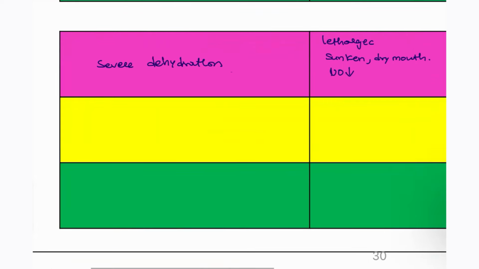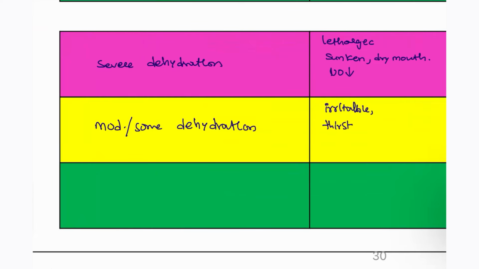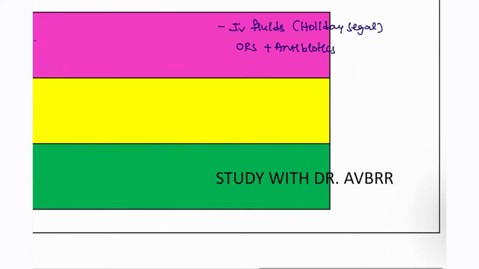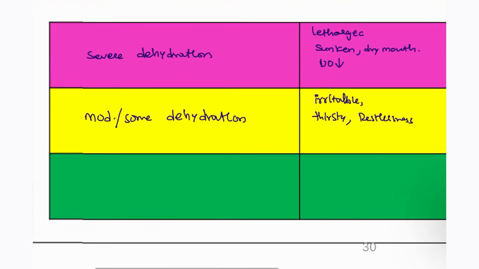Next, those who are suffering from moderate, or we can say some dehydration. This patient is irritable and thirsty, and also restless. For this patient, we are going to give the rehydration solution, along with ORS per episode. The rehydration solution is 75 ml per kg. Along with that, supportive treatment is also given.